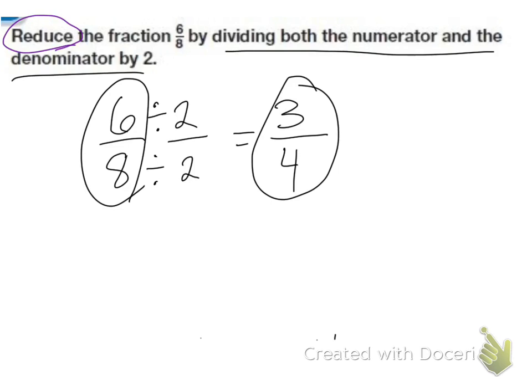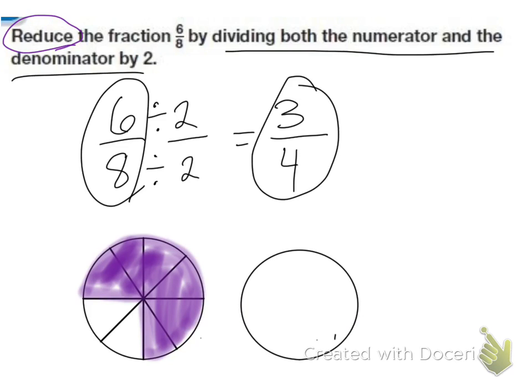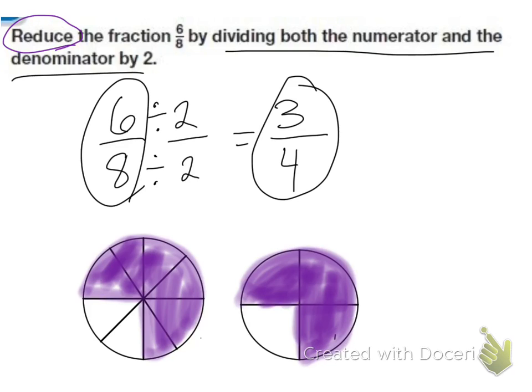And if I wanted to show this with a picture, I would see that 6/8 would look like this. So this would be 6/8, and then 3/4 would look like this. So you can see that 6/8 and 3/4 are equal to each other. It's the same amount. The only difference is 3/4 is broken into smaller pieces.